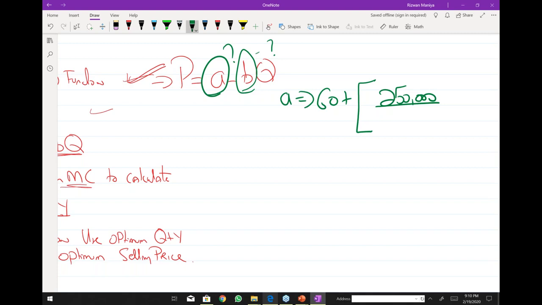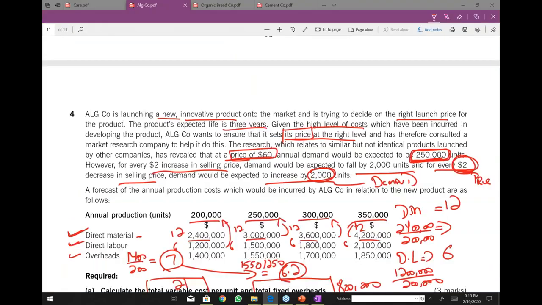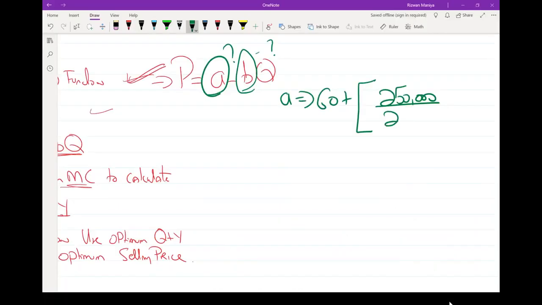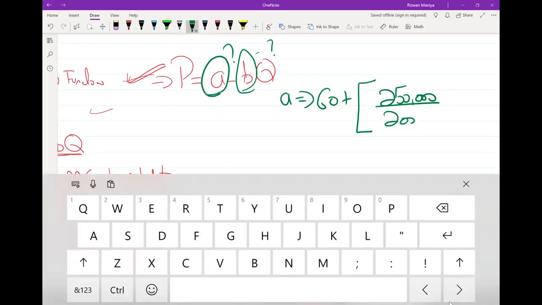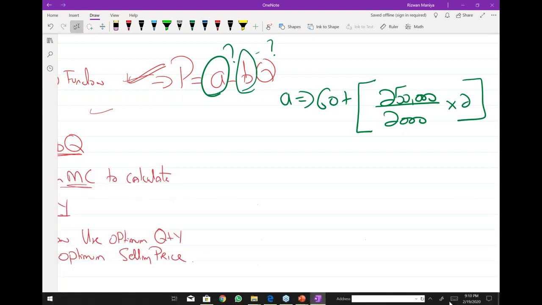Now by how much the price changes and demand changes: a change in price by 2 results in a demand change by 2,000. So the change in demand is by 2,000 when the price changes by 2. So you can work out the answer of A. Now let's see how many people will help me here and are quick in doing the calculations. So the answer of A is, I can't find any answer here. It's 310. A is 310.